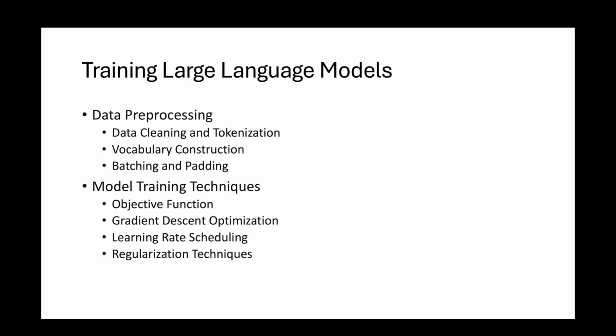Vocabulary construction. Constructing a vocabulary involves mapping words or subwords to unique numerical identifiers, IDs. Rare or out-of-vocabulary words may be replaced with a special token during preprocessing.